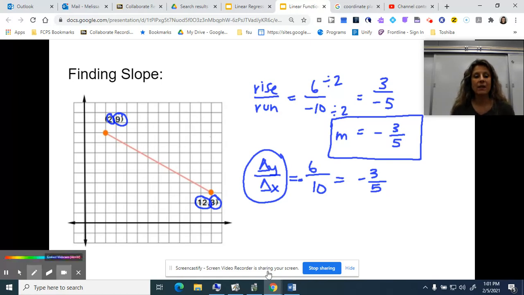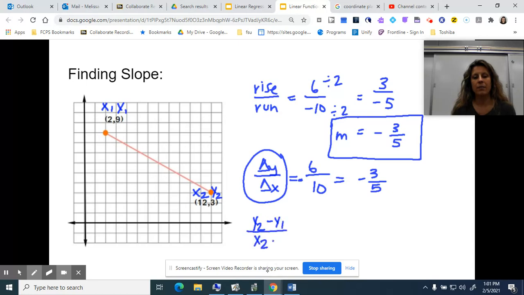Okay, and then the last method that I'm going to show here is, again, the formula. I'm going to label these 2 points. I'm going to call this point my first point, x1 and y1, and this point my second point. So this is x2 and y2. Okay, the formula says we take y2 minus y1 and divide it by x2 minus x1. My second y value is 3 minus my first y value of 9 over my second x value of 12 minus my first x value of 2.